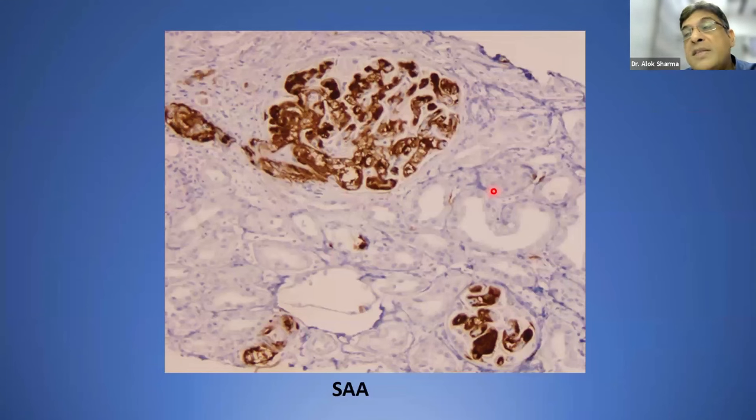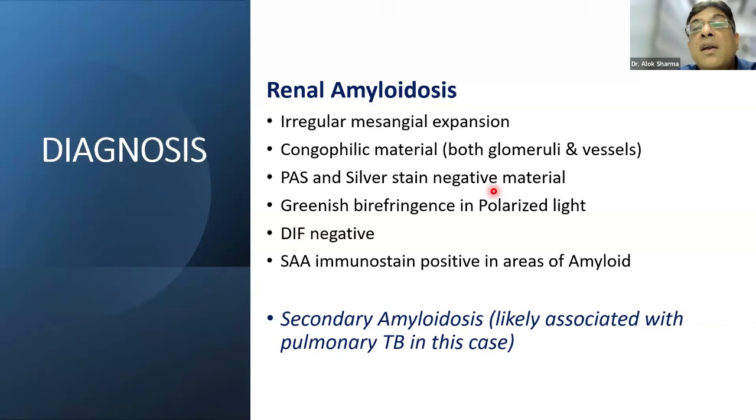Now, the next step of amyloid diagnosis is trying to type it. We won't go much into detail, but in this particular case, because there was a history of pulmonary tuberculosis, it was important to ascertain whether this particular amyloid was primary or secondary. So we did an SAA stain, which is serum amyloid A protein, which was positive for IHC in this. So this confirmed that this particular amyloid was actually secondary in nature. And in the given clinical context, it is likely associated with that pulmonary tuberculosis, which actually happened 10 years back.